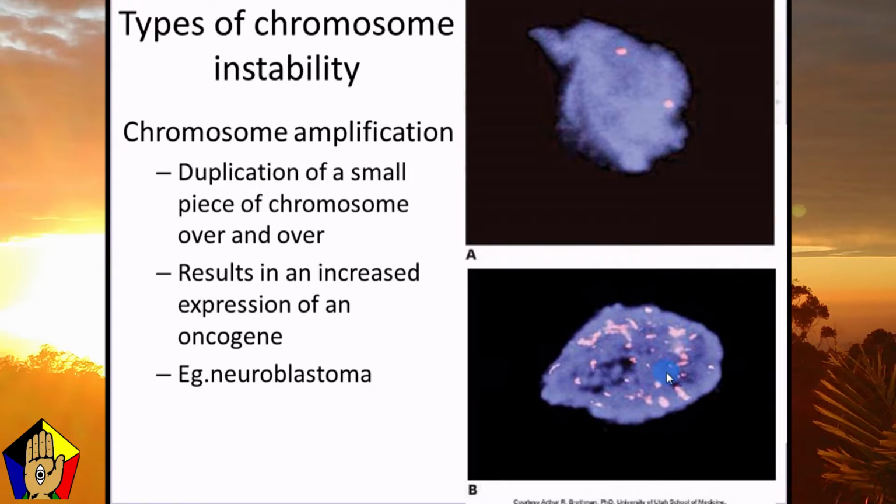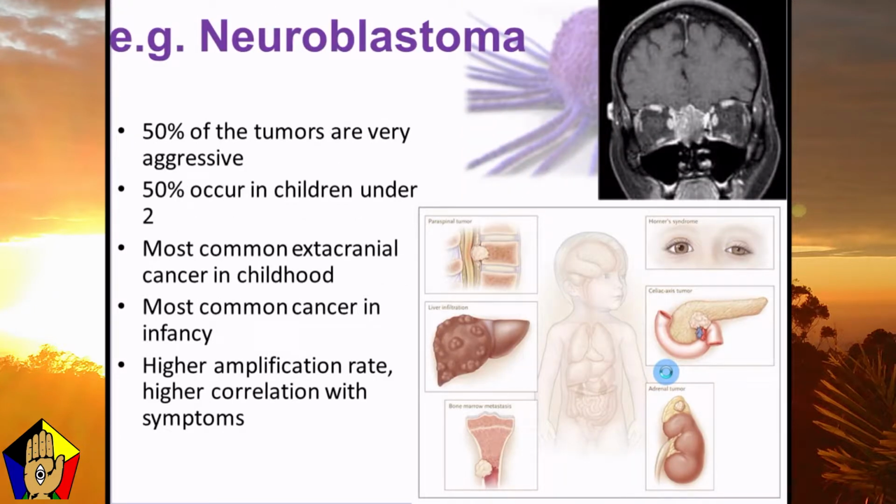Neuroblastoma is actually a solid tumor of childhood, and it arises outside the brain. We'll talk about it a little bit more on the next slide, but it's a really common disorder. And here it is. About 50% of the tumors are very aggressive. You can see that the tumors aren't actually in the brain, but you can see how the tumors are growing around the orbits. You can see them growing down here off the side of the spinal column. You can see them all over the place. About 50% occur in children that are under 2. So it's a common childhood disorder.